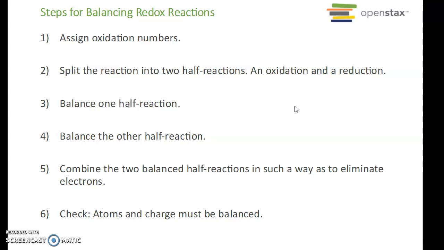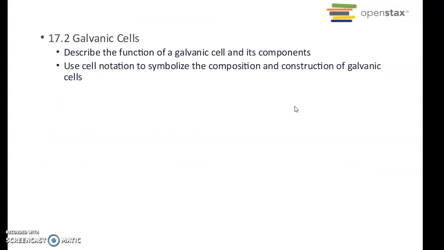And finally, check that all of the atoms and the charges are balanced in the equation. So those are the steps for balancing the redox reaction, and that's just a quick review of what we covered earlier. Now we can go on to galvanic cells.